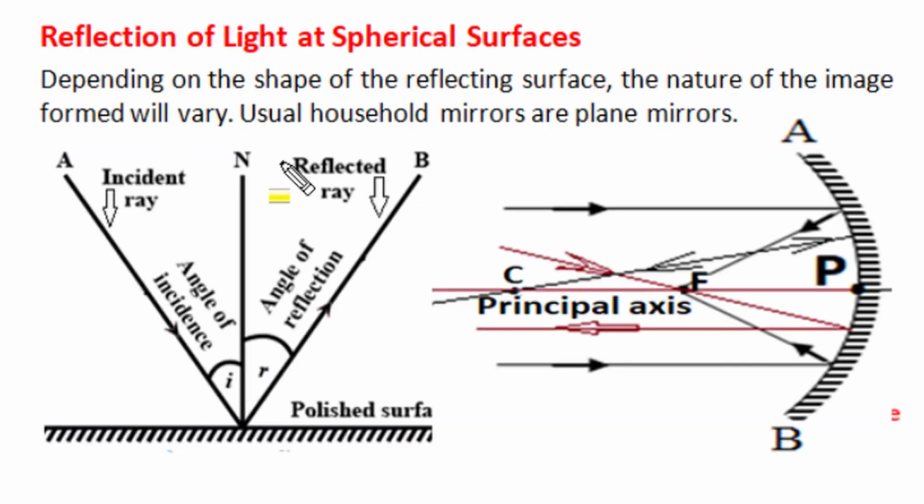Depending on the position of the object and on the shape of the reflecting surface, whether it is a plane polished reflecting surface or a spherical reflecting surface, the nature of the image formed will vary. Usual household mirrors are plane mirrors.